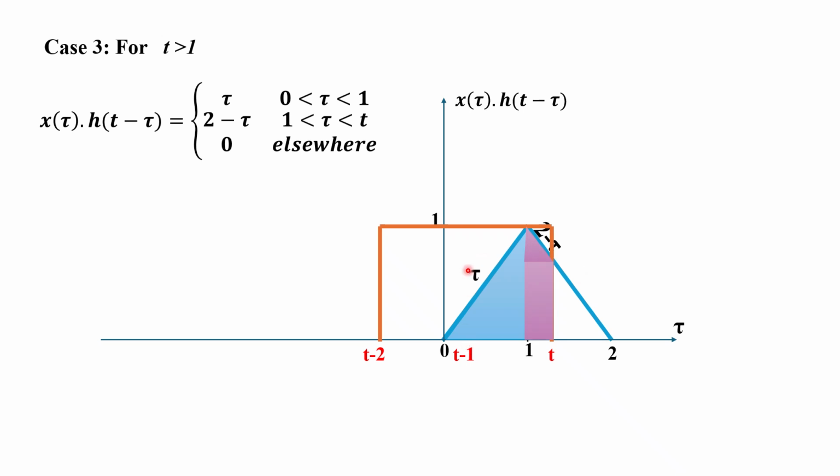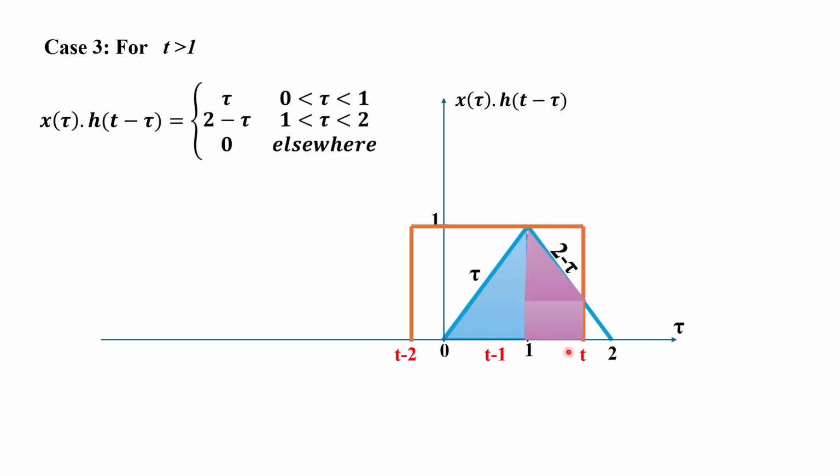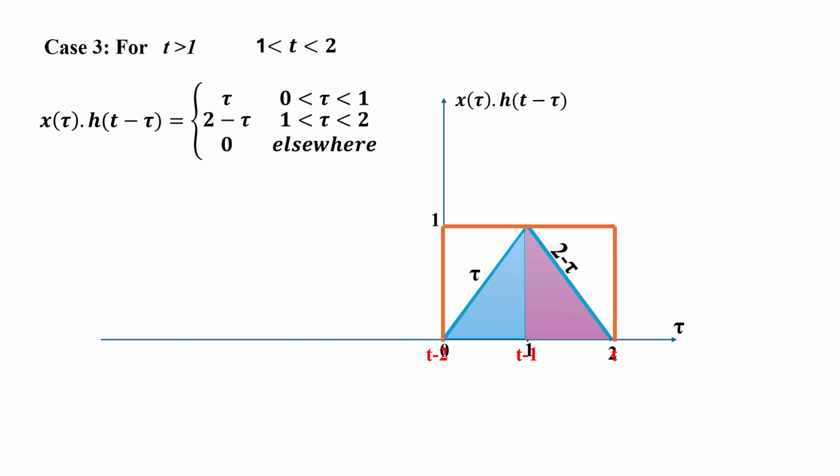Here, if we observe, the product is 1 into tau for tau values ranging from 0 to 1, and beyond 1, the product is 1 into 2 minus tau for 1 to t. Hence, we write x of tau into h of t minus tau as tau from 0 to 1, and it is 2 minus tau from 1 to t. So, this definition holds until the value of t reaches 2.